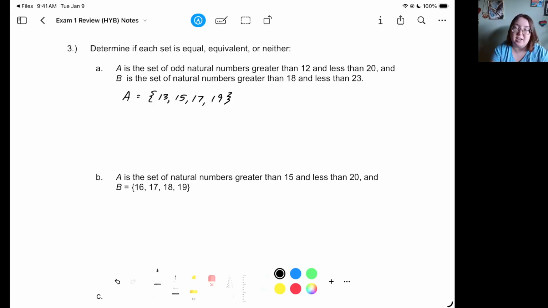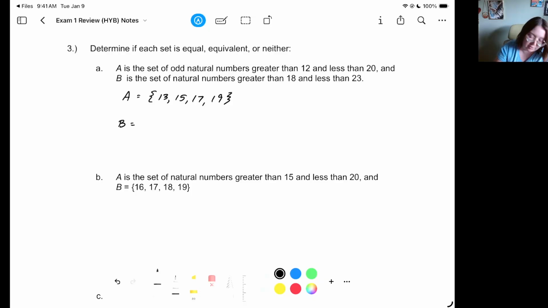One strategy that I use when I'm determining if sets are equal, equivalent, or neither is to transfer everything into the roster method. The roster method is the easiest way to see if they're equal, equivalent, or neither, because you can then count the elements much faster and easier.